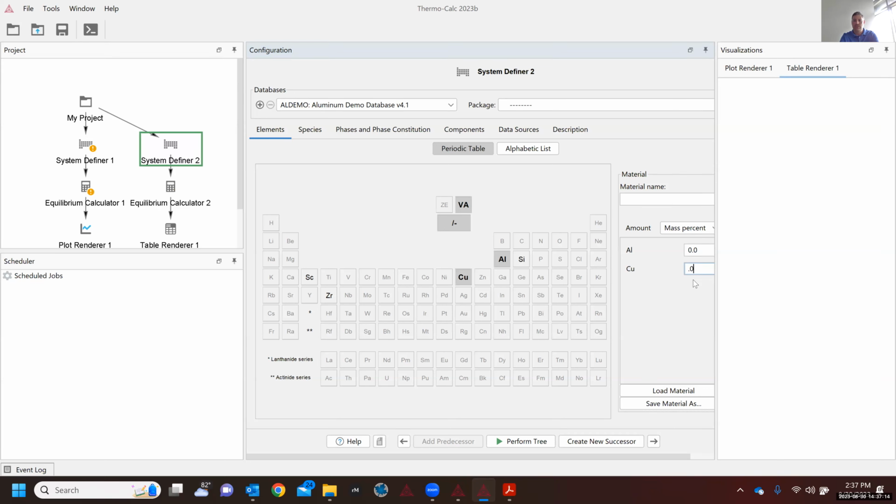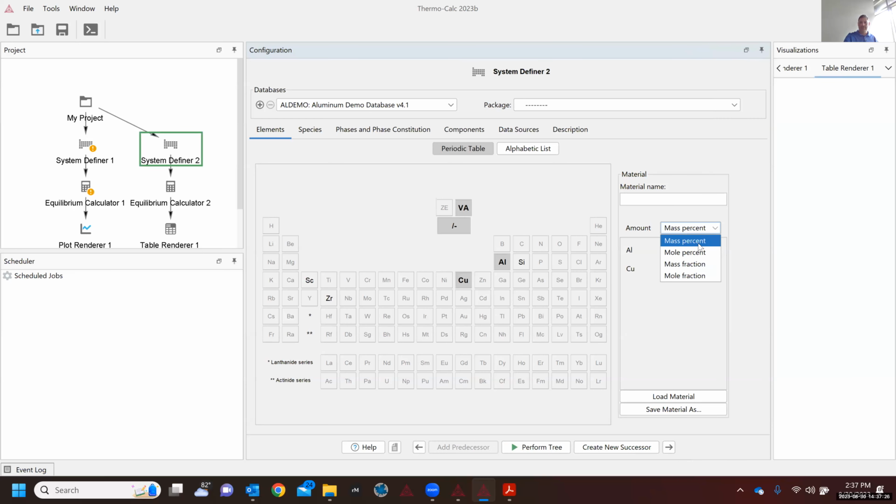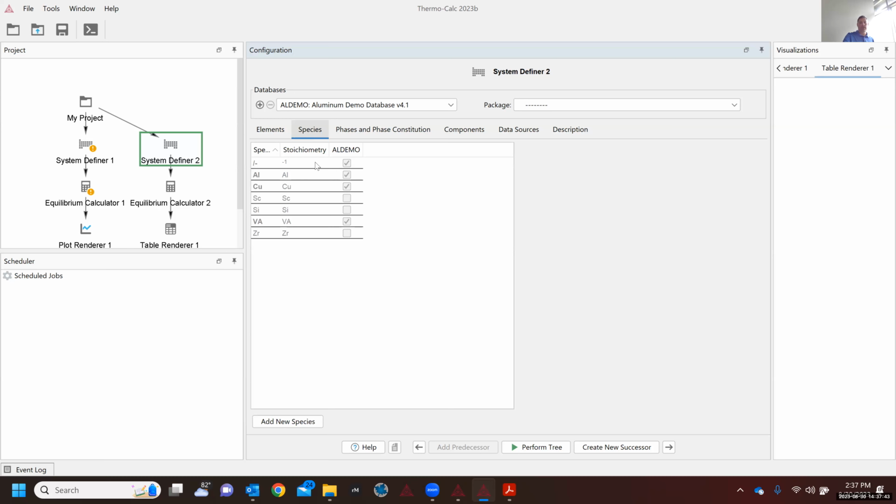Let's use aluminum 4 weight percent copper. You can define it in whatever you're comfortable with. Default is mass percent. If you wanted, you could do it in mole percent, mass fraction, mole fraction, whatever you want. Under species, I've never used species. Usually if I select aluminum and copper, it's the only species I'm going to be dealing with.